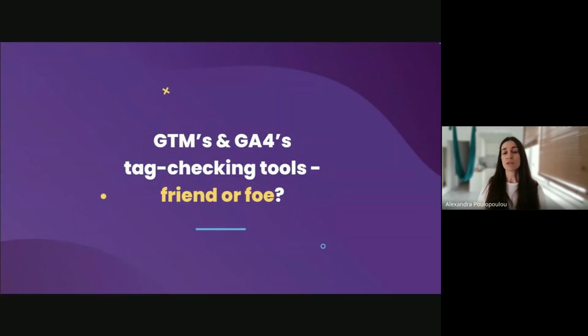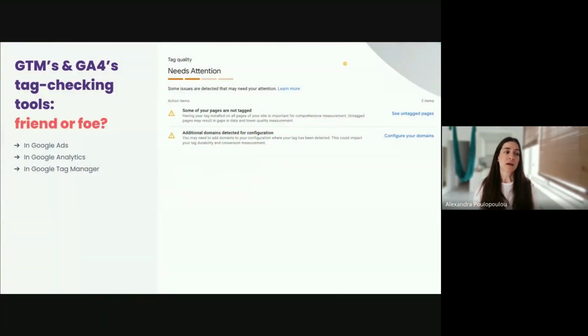And with that, we are going to last year's update of Google's tools. I believe that a lot of you might have noticed this tag quality checking tool that appeared in all Google platforms like Google Ads, Google Analytics, Google Tag Manager. I told you earlier that I went into my emails and there were several of them asking why my tag quality warning here says needs attention. What's wrong with our setup? What did we do wrong, etc., etc.